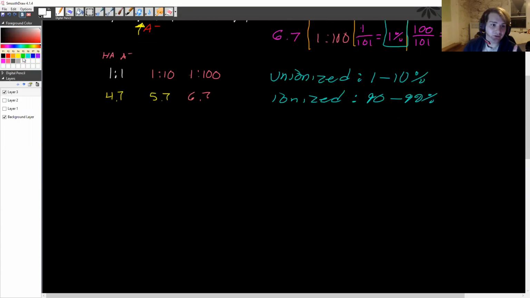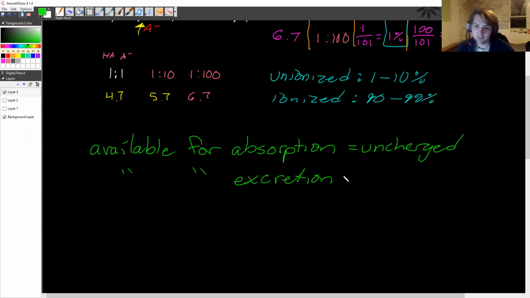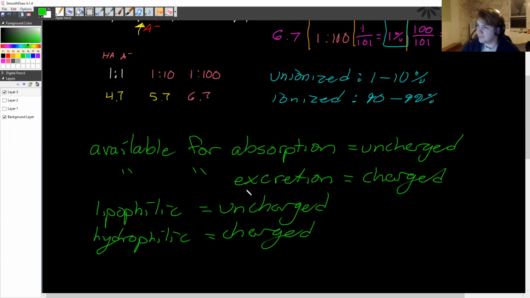Some things I've noticed and things that I read in the textbook all mean the same thing. When we're talking about available for absorption, we're talking about uncharged. And when we're talking about available for excretion, we're talking about charged. Same thing if we're talking about lipophilic drugs, then we're talking about uncharged. And if we're talking about hydrophilic drugs, we're talking about charged. So these are all ways of asking the same thing.